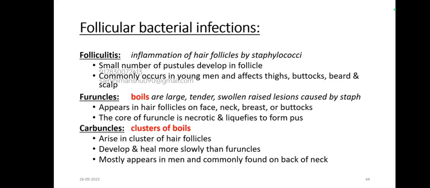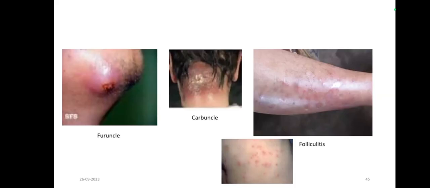Furuncles or boils, and a bigger area of furuncles, can be called carbuncles. Now see a carbuncle and a furuncle. Multiple furuncles in a single area coalescing with each other form a bigger lesion called a carbuncle. You can see folliculitis. Please remember that case which we discussed, which had psoriasis and later on turned into folliculitis.